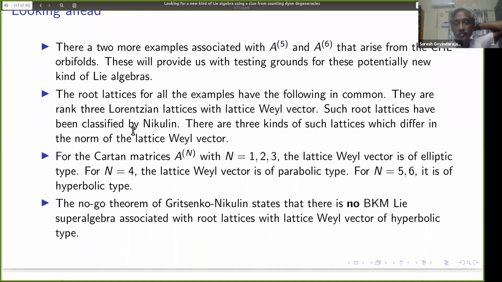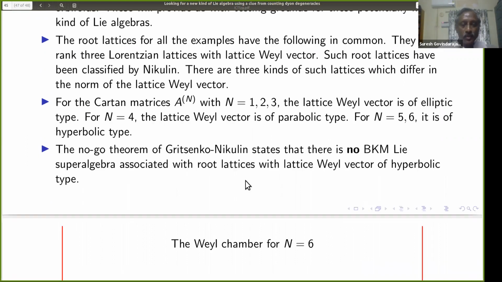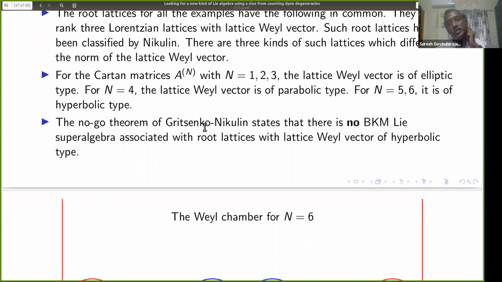Such root lattices have been classified by Nikulin. There are 3 kinds of such lattices which differ in the norm of the lattice Weyl vector. So it's elliptic for n equal to 1, 2, and 3. Parabolic, where the Weyl vector has 0 norm, for n equal to 4, and n equal to 5 and 6 of a hyperbolic type. So the no-go theorem of Kritsenko and Nikulin states that there is no BKM Lie algebra associated with root lattices with lattice Weyl vector of hyperbolic type.